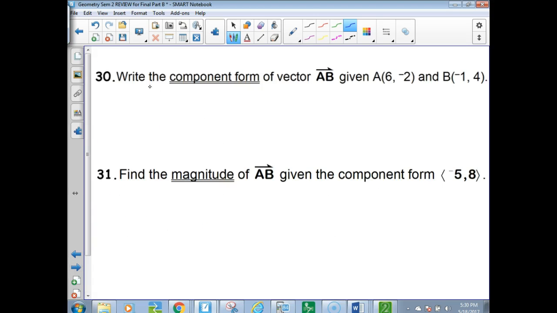All right, 30. Write the component form of a vector given the start of the vector is at A, going through V, and ending at B. Component form is when you put the vectors as one. All right, let's see. It's on your formula sheet.